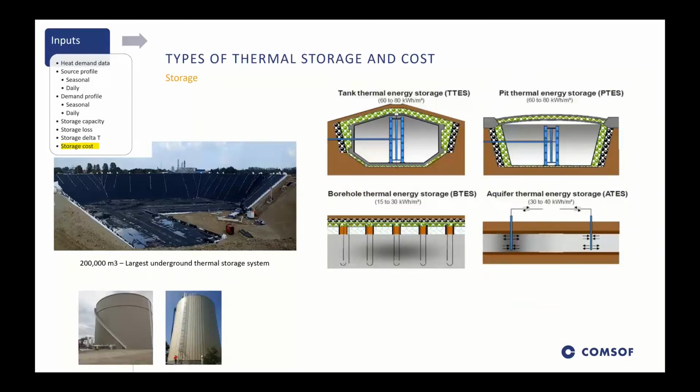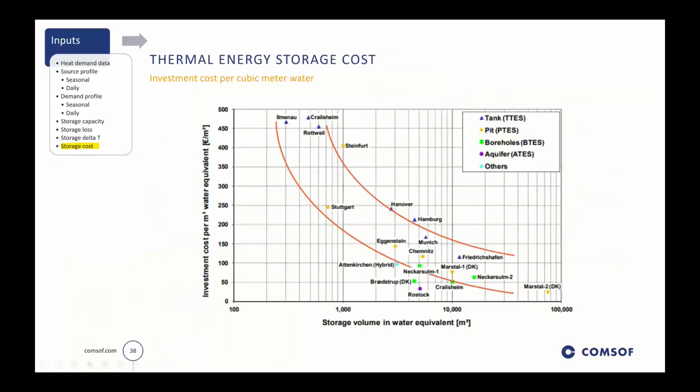So when you look at the storage cost, there are many different types of thermal storage. The ones you see here are very large ones, typically used for seasonal storage. Tank thermal storage, pits, aquifer, boreholes. What is typical for the cost is that the price is going down per cubic meter as the size increases. As you can see on this graph, it is reducing in cost as we go up in cubic meters, so as the size of the storage tank is going up.